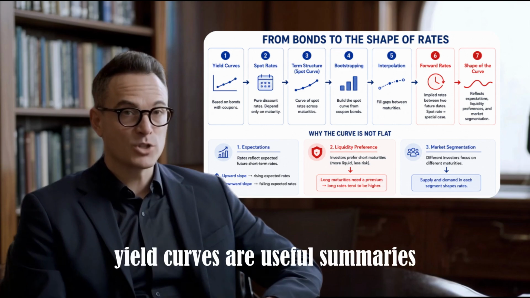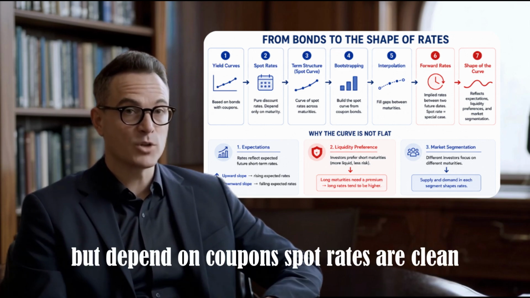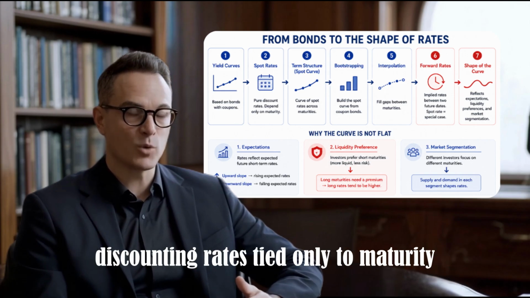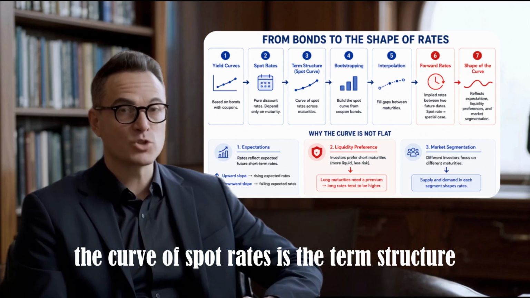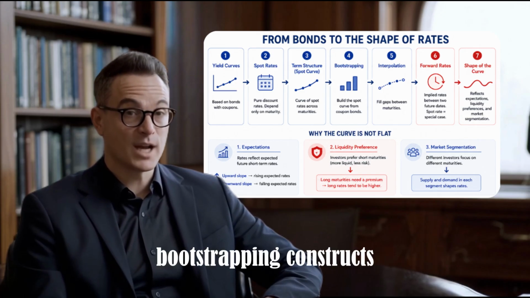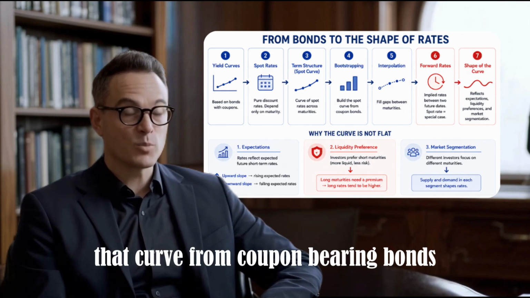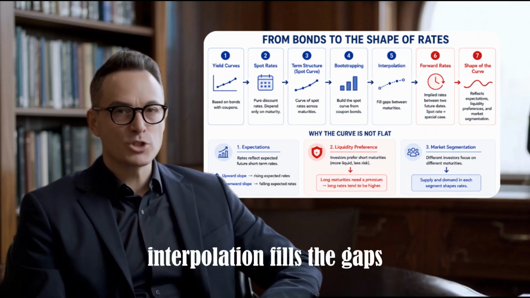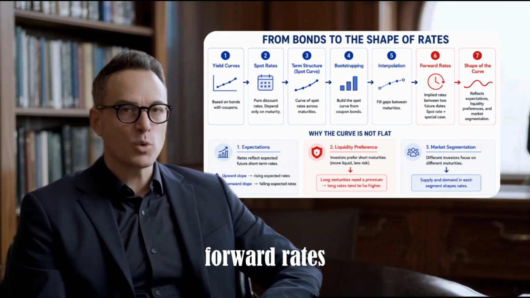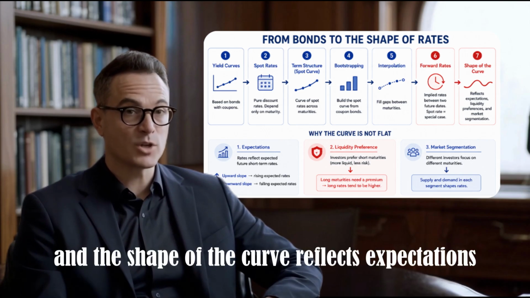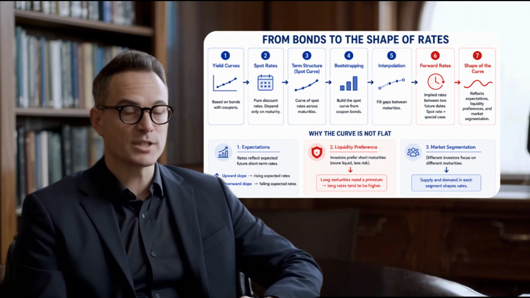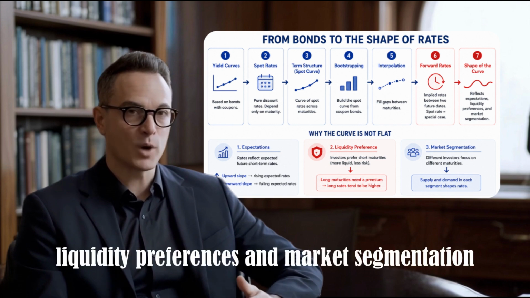Yield curves are useful summaries, but depend on coupons. Spot rates are clean discounting rates tied only to maturity. The curve of spot rates is the term structure. Bootstrapping constructs that curve from coupon-bearing bonds. Interpolation fills the gaps. Forward rates describe implied rates between future dates. And the shape of the curve reflects expectations, liquidity preferences, and market segmentation.